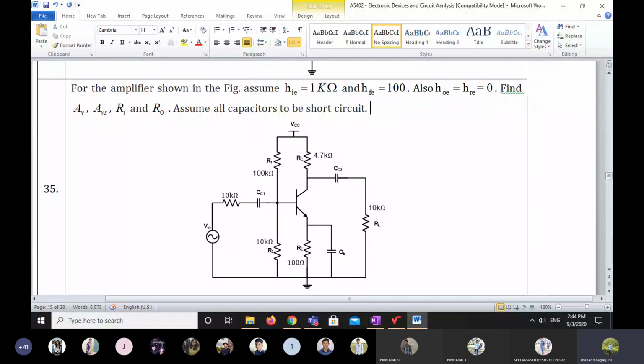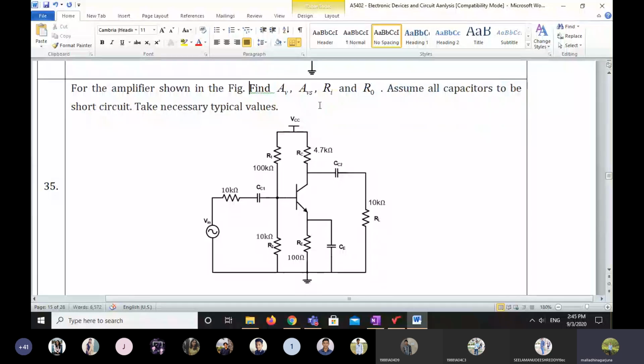The last, you just add one more thing. Take the critical values. Just note down this problem. For the amplifier shown in the figure, find AV, AVS, RI, R0. Assume all capacitors to be short circuit. Take necessary typical values.